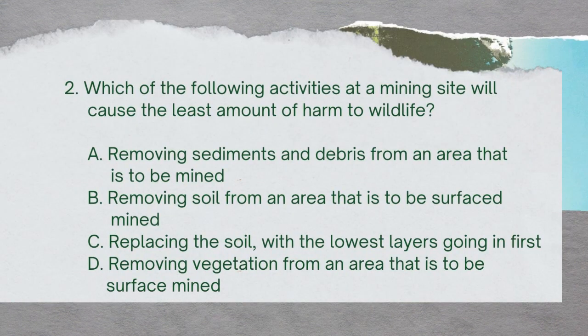2. Which of the following activities of a mining site will cause the least amount of harm to wildlife? A. Removing sediments and debris from an area that is to be mined. B. Removing soil from an area that is to be surface mined. C. Replacing the soil with the lowest layer going in first. Or D. Removing vegetation from an area that is to be surface mined.